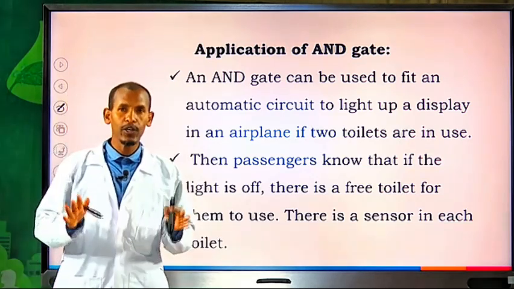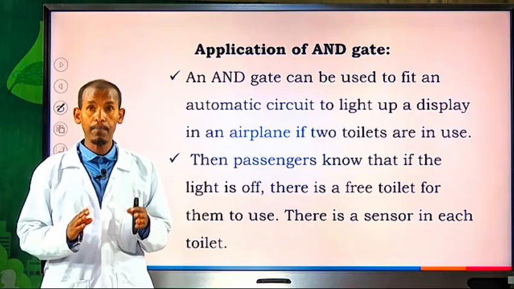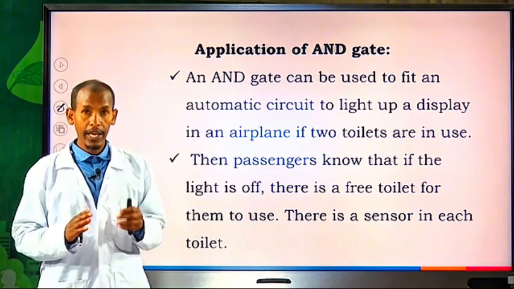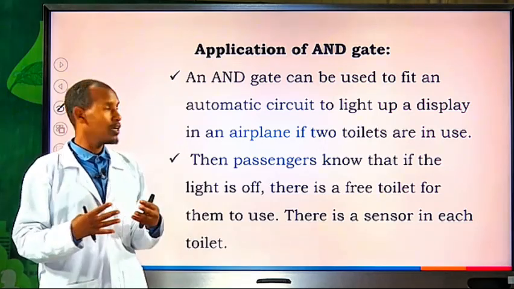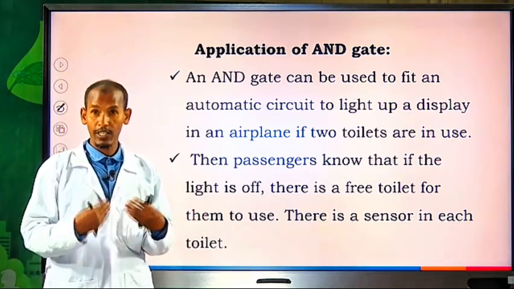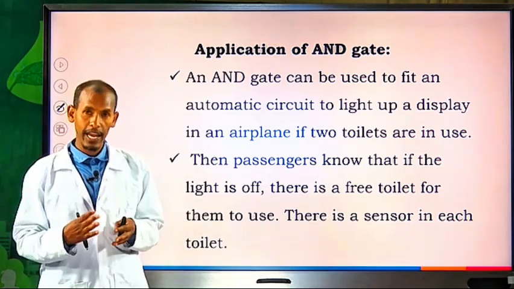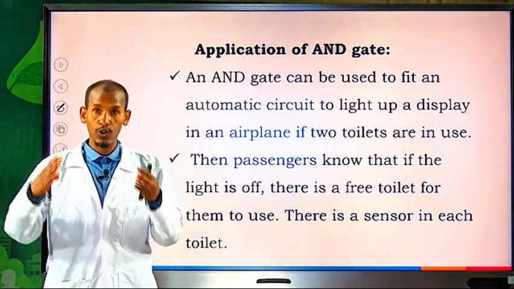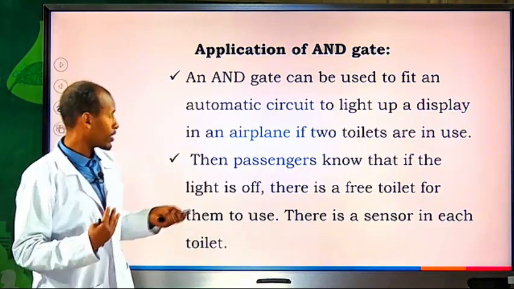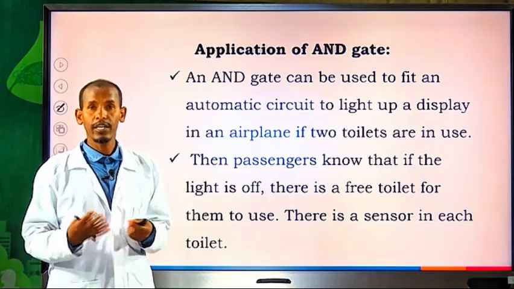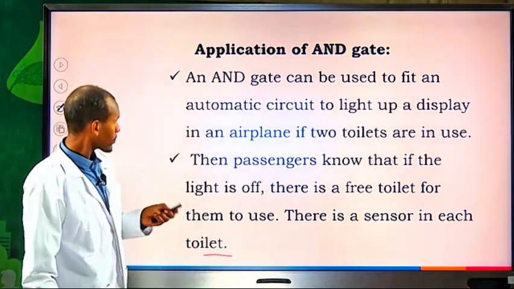The next one is an application of the AND gate. An AND gate can be used to feed an automatic circuit to light up a display in an aeroplane if 2 toilets are in use. So this is to show whether a person is present or not in the toilet. We use this as an application of the AND gate, because if the inside is on, the outside is also on. So that indicates there is a person inside the toilet. So this is one application of the AND gate.